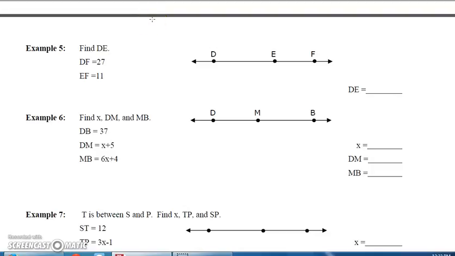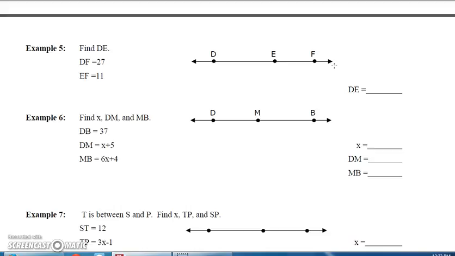Hello again. Here we are back with the segment addition postulate. Sounds a lot tougher than it is. So remember, the way that we remember it is just part plus part equals whole thing. So first thing we're going to do in just about every geometry problem, especially one that has a diagram with it, is we're going to look at the given information and we're going to label the picture.